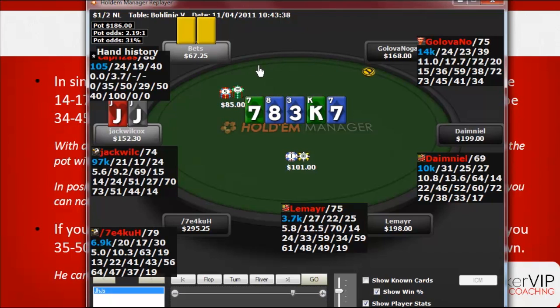Now the problem is, whilst this might seem like an easy check fold, once I check the river, he knows that I don't ever have a really strong hand. So he knows that usually I'm either just giving up or I have some kind of weak showdown value that doesn't really want to put a lot of money in.